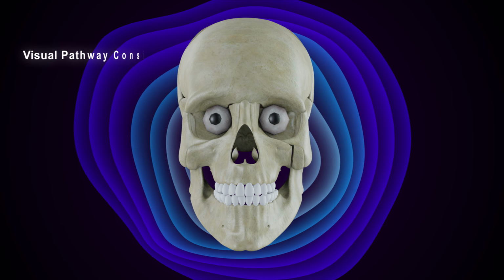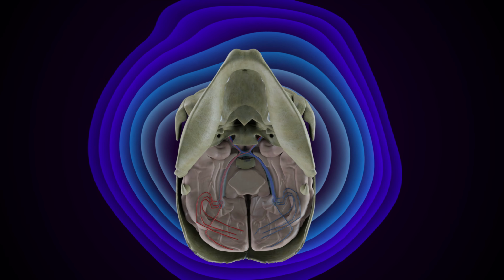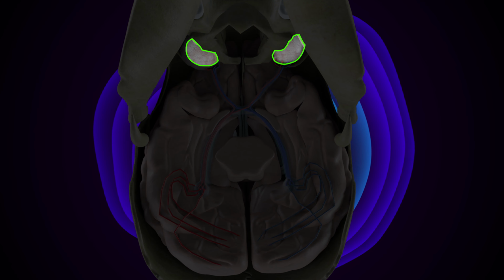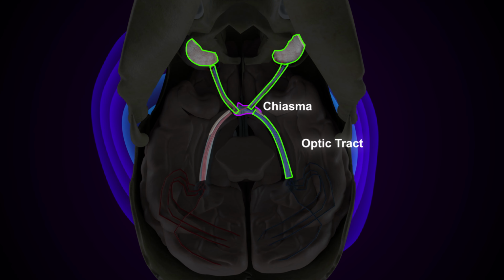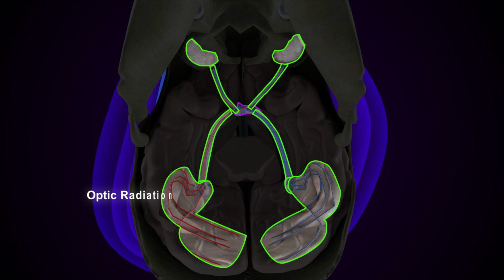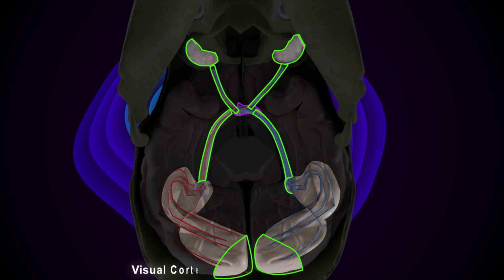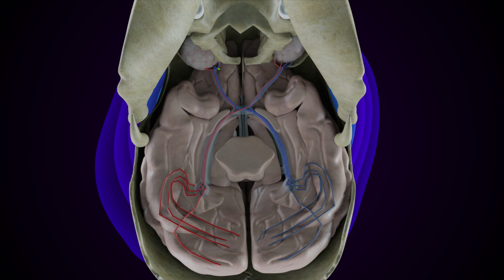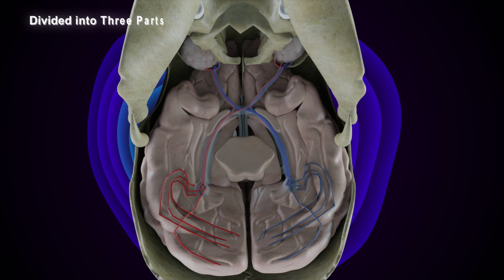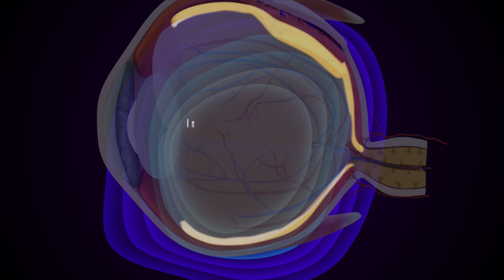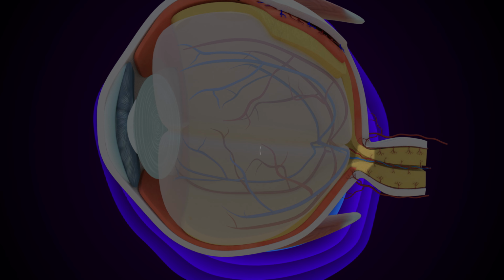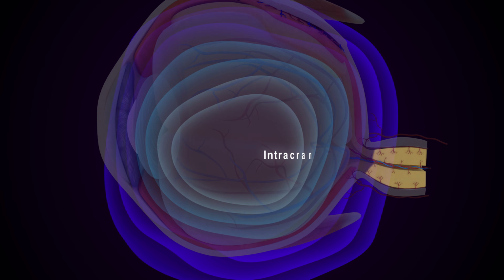Thus, the visual pathway consists of the following components in the craniocaudal order: retina, optic nerve, optic tract, lateral geniculate body, optic radiation, visual cortex. The optic nerve is 4 cm in length and is divided into 3 parts: intraorbital part, canalicular part, and intracranial part.